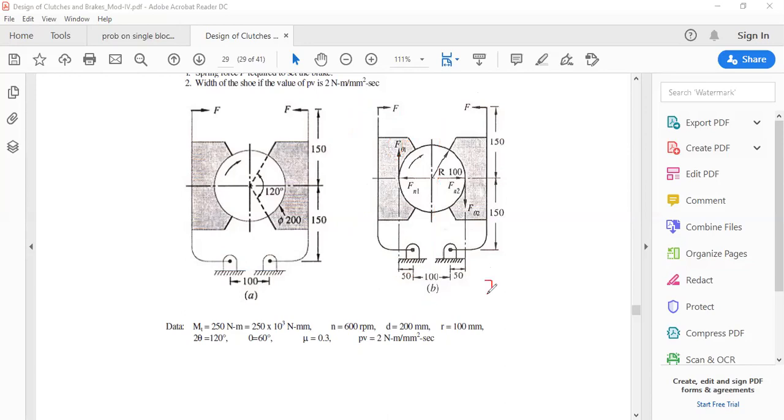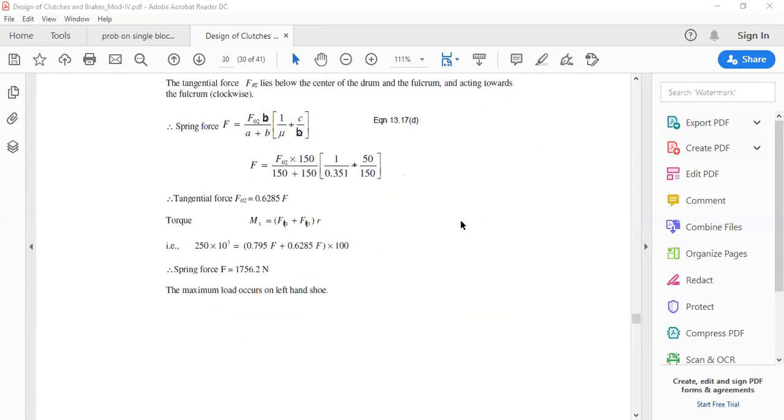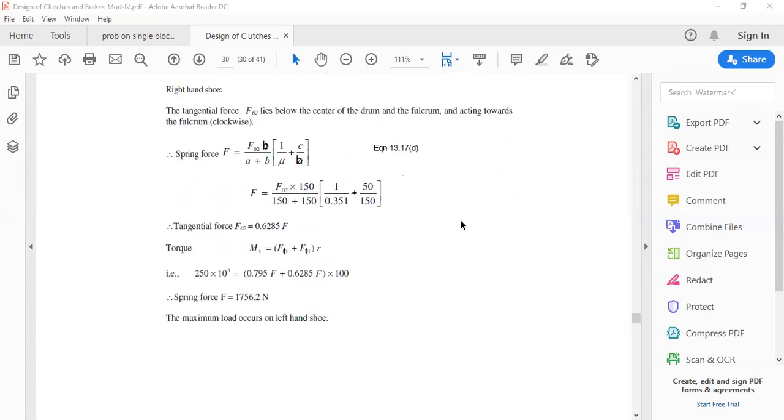And similarly, for the second case, you have to consider the right hand side of the block. So here these are the known values, and then Ft is towards the fulcrum point, and by using the second case, you have to get the value of Ft2 in terms of F. And finally, we have to make use of the torque equation. So the torque equation is represented here as Mt. So T is equal to Mt, which is equal to Ft1 plus Ft2 into r.